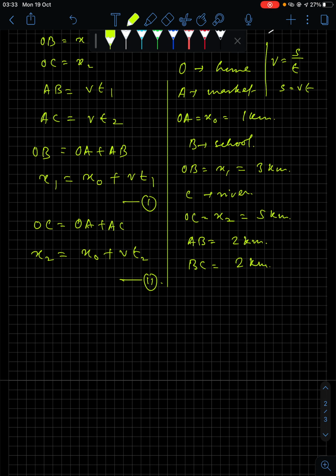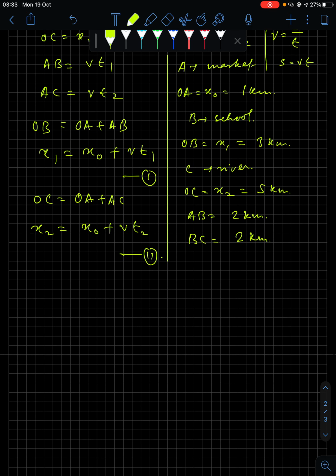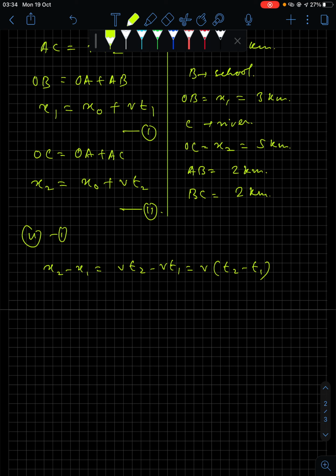Now if you subtract 2 minus 1, what do you get? On the left side you have x2 minus x1. On the right side, x0 will cancel, and you will have vt2 minus vt1, where if you take v common, you will get v(t2 minus t1). So x2 minus x1 equals v(t2 minus t1). Let this be equation number 3.